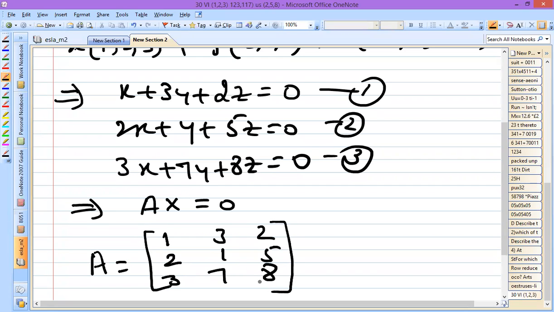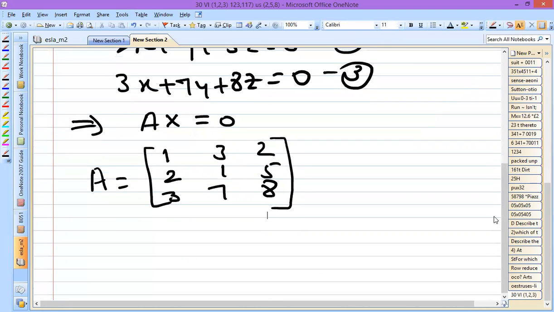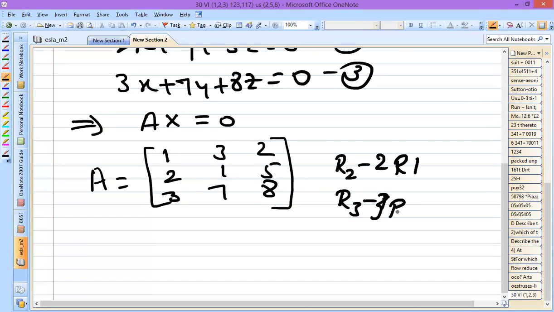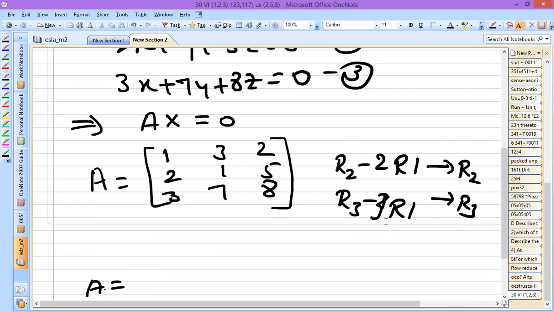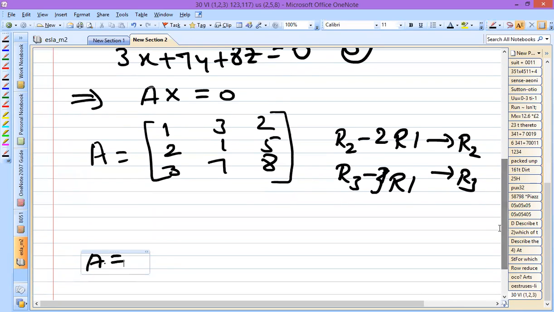So on this matrix, you have to perform the row echelon or the row reduced form. So here I'll be applying the operation, you have to observe. I'll write the operation R2 minus 2R1, and also I'll be performing R3 minus 3R1, and I'll be keeping the answers in R2 and R3. So now the matrix A becomes, just what we are doing.